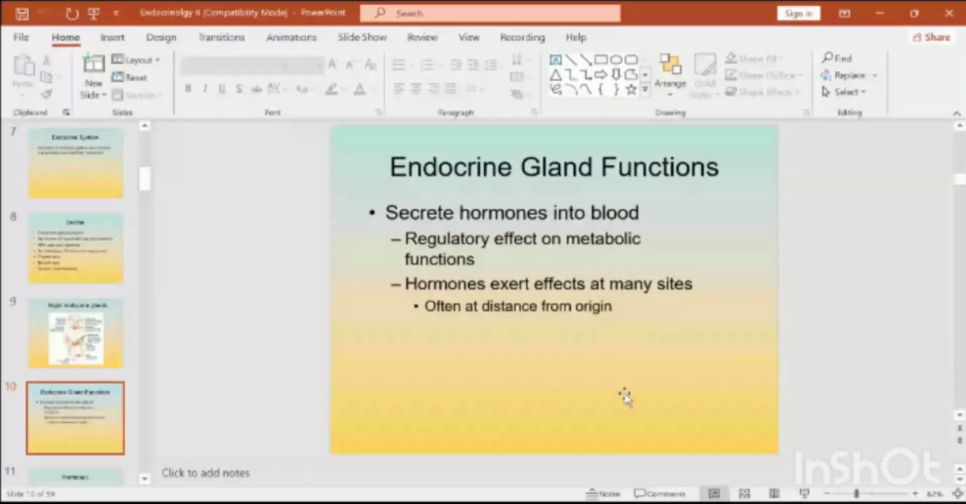and they exert their function usually at some distance that is located away from the gland. And for that reason, we call it endocrine, meaning the effect is being felt remotely away from the gland.